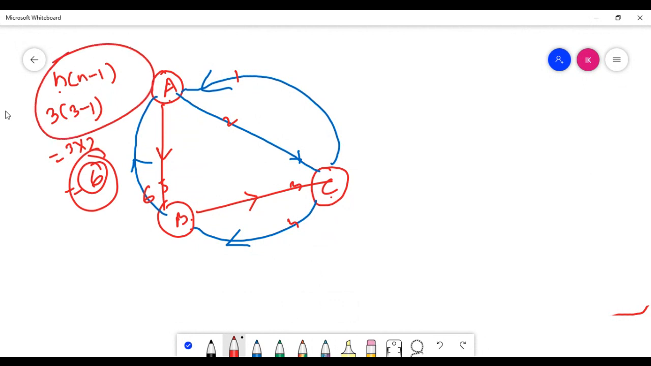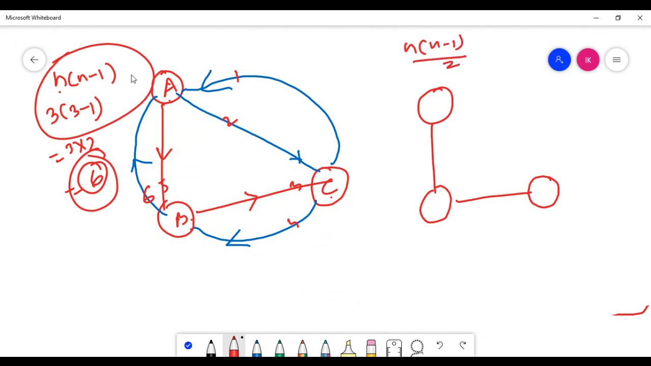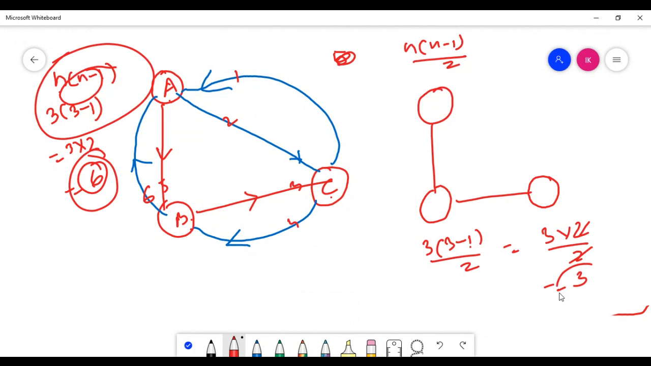The calculation is 6. If the graph is undirected, for example, the same graph but undirected, then the formula is n into n minus 1 by 2. You must remember this other formula. Three into three minus one by two. That becomes three into two by two, the twos cancel. Three. But here how many are present? Why is that?